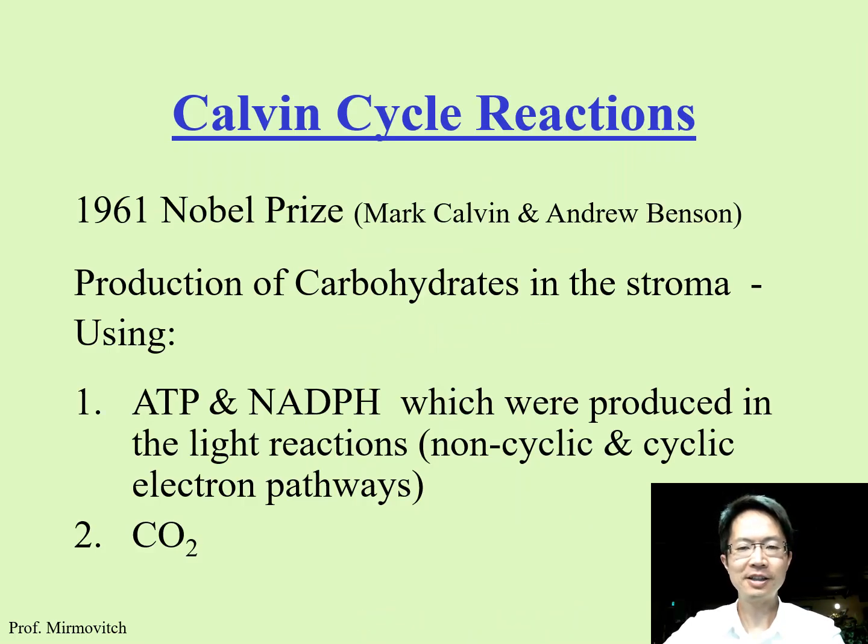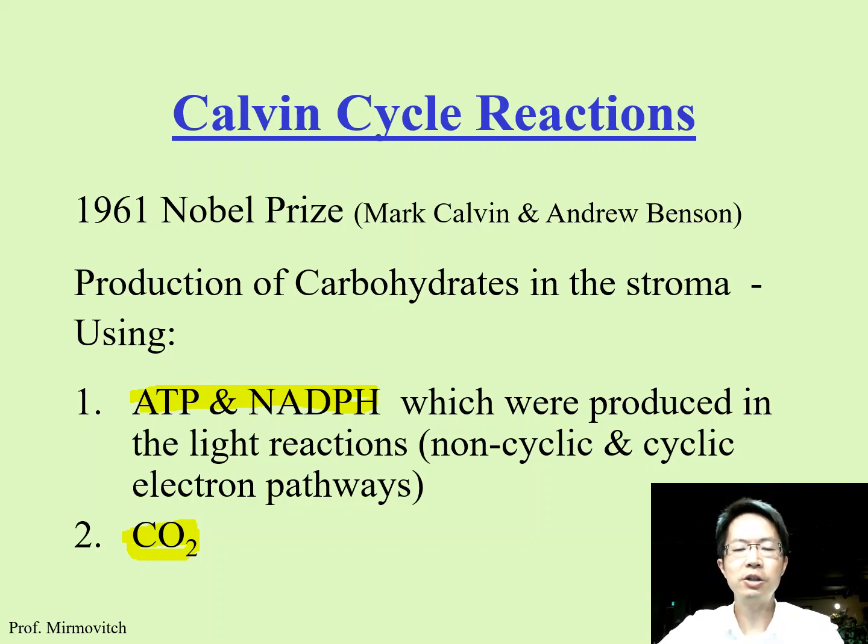Okay, the Calvin cycle. Here's some background information. It is also a Nobel Prize winning discovery, by Melvin Calvin and Andrew Benson. They discovered that carbohydrate is made in the stroma. Remember stroma? The stroma is the fluid inside the chloroplast. The Calvin cycle uses the ATP and NADPH from the light reaction, and also uses carbon dioxide from the atmosphere to reduce carbon dioxide to become carbohydrate.